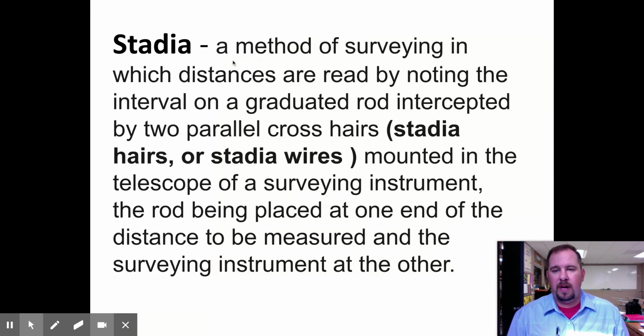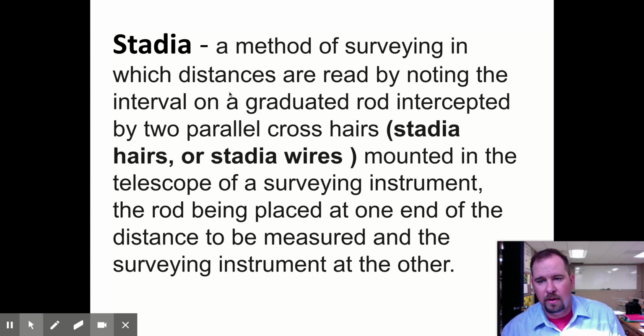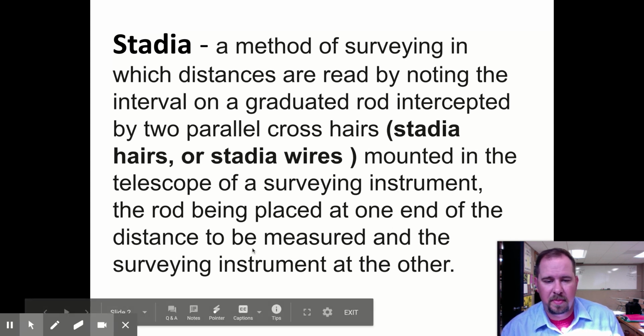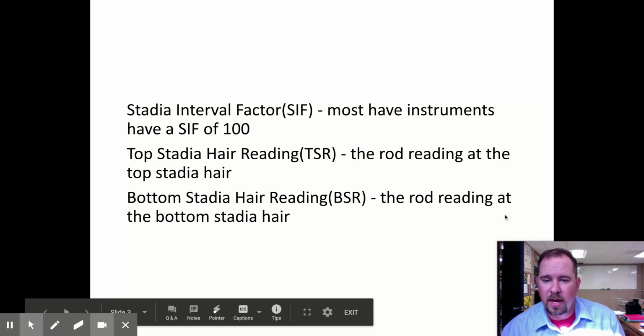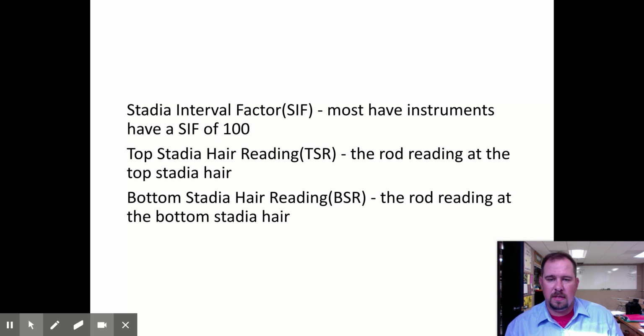The generic definition is a method of surveying in which distances are read by noting the interval on a graduated rod intercepted by two parallel crosshairs, or stadia hairs, or stadia wires, mounted in the telescope of a surveying instrument, the rod being placed at one end of the distance to be measured and the surveying instrument at the other. There are a couple of terms that you need to know.